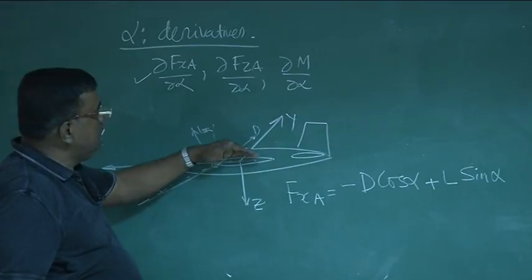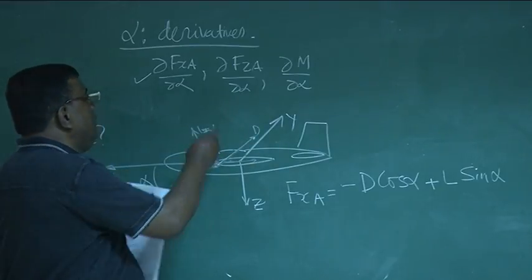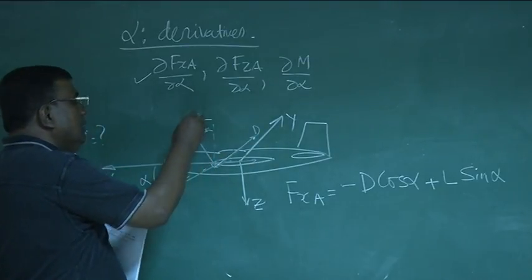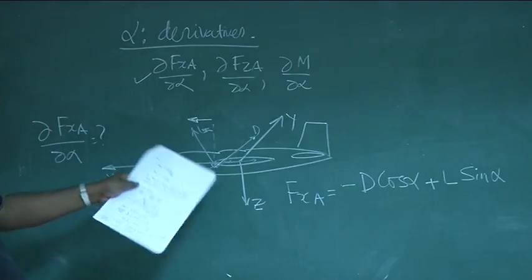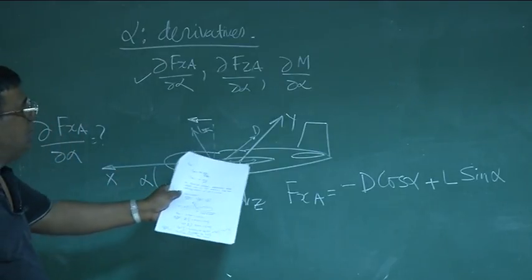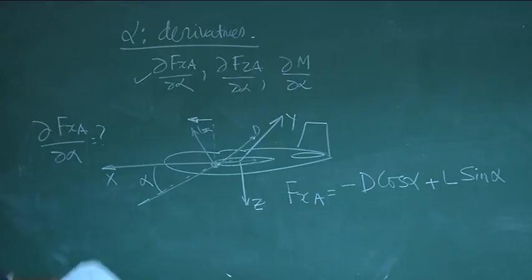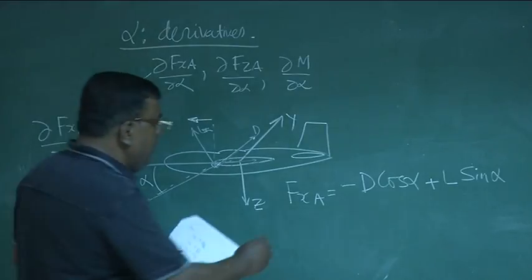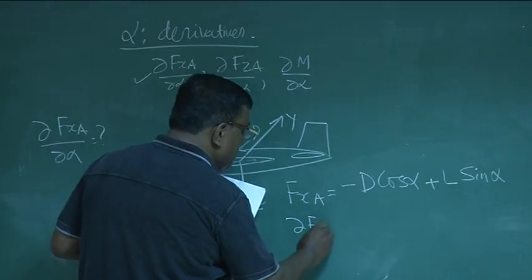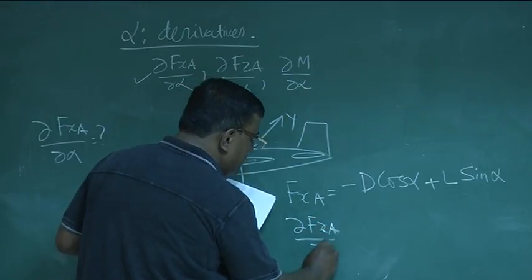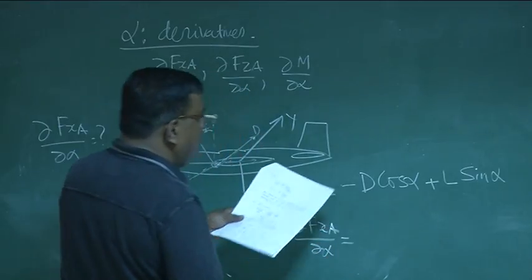This is the D cos alpha, and L, one component will come in this direction, which is L sin alpha. So that is how. Why minus D cos alpha? Because it's in the opposite direction of x. Right. Now if I find out dfxa by d alpha, what do I get?